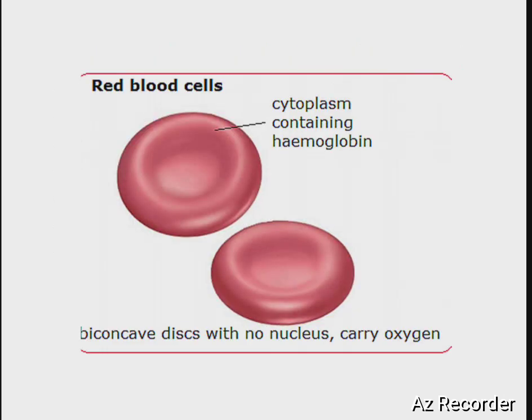This picture indicates the RBC cells, where RBC lacks a nucleus, and you can see the cytoplasm which is containing hemoglobin. The shape of RBC is biconcave with no nucleus. The main function of RBC is to carry oxygen.